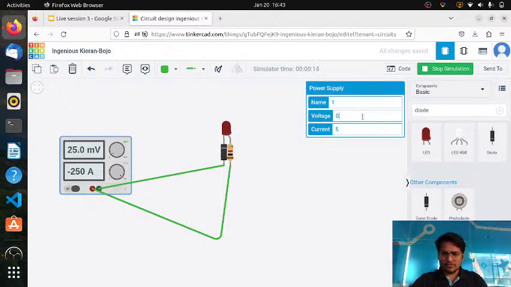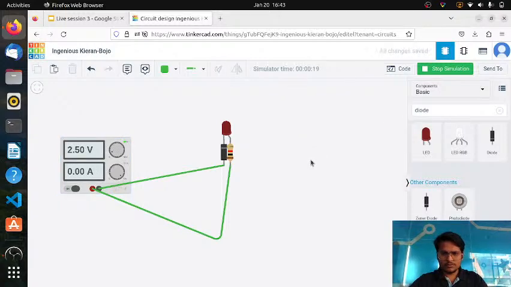Let me do this voltage 2.5 volt. You can see LED is not glowing. If I increase the voltage also, at 4.5 volt also it's not glowing, but if I increase more than that, it will go in the reverse bias and it will glow.